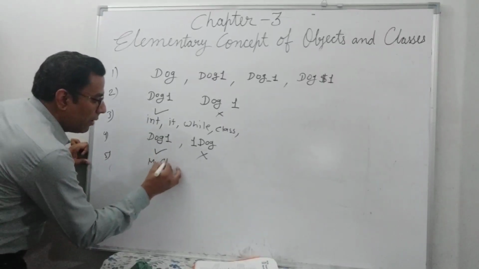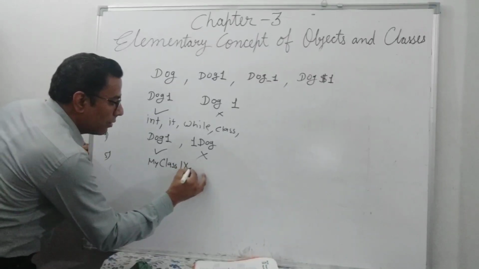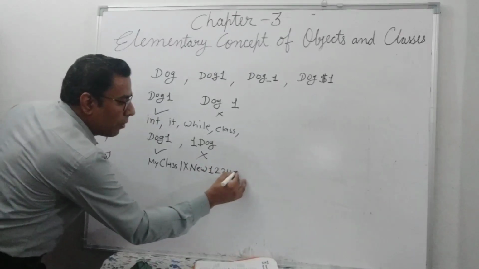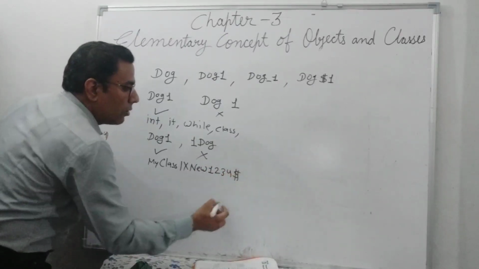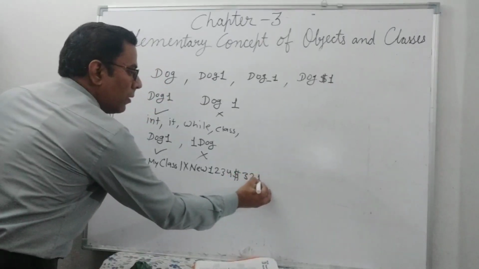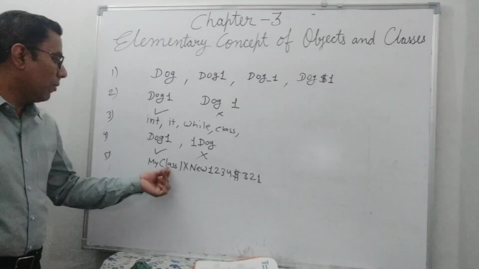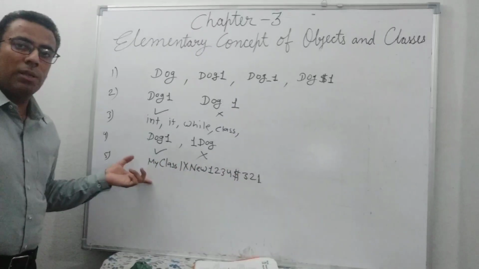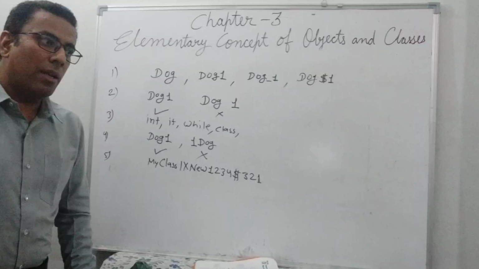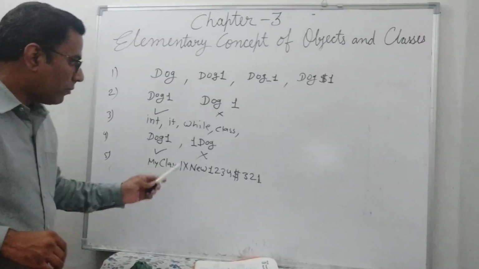Suppose my class is named 9thNew1234$32. Length means the total number of characters, so it can be of any length.